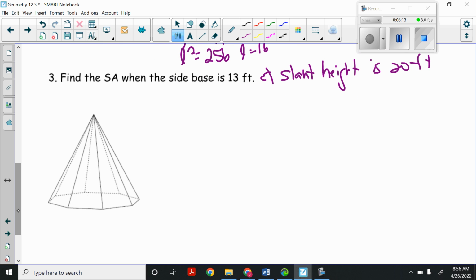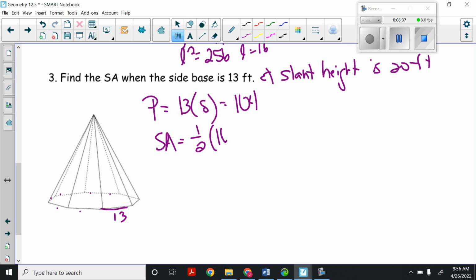Okay, so I know that each of these are 13. So I'll find my perimeter. So I count up how many sides do I have? 1, 2, 3, 4, 5, 6, 7, 8. So this is an octagon. So 13 times 8, our perimeter is 104. So our surface area is equal to 1/2 the perimeter, 104, times the slant height, 20, plus the area of the base.